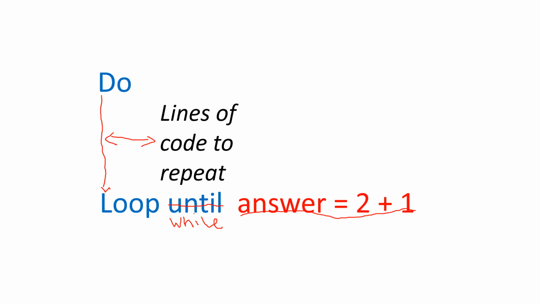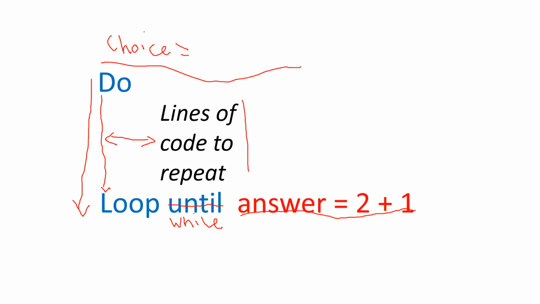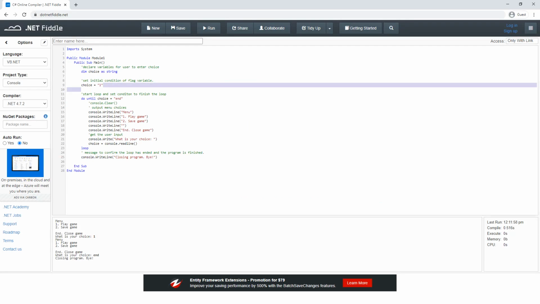What happens now is it keeps looping, but it only checks the condition at the end of the loop. That means we don't have to have the line that sets our flag variable at the top. We can ignore it as long as something happens inside the code. So let me show you what that looks like in .NET Fiddle. As I said, I don't need this anymore, because I'm going to move this to the end, and I'm going to change it to while.